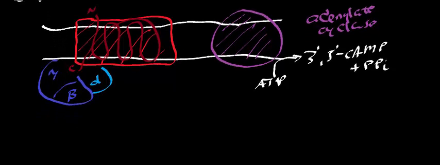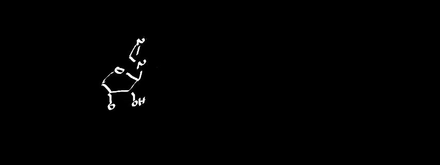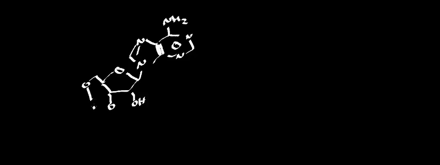Real quick, let's take a look at what cyclic AMP looks like, just so we can get a sense of what's happening. Of course it has the characteristic ribose ring. Up here it has the adenine nitrogenous base. That ring is aromatic, and it's got its amine up here. Then it cycles back like this to form the ring. That's why they call it cyclic AMP, because it's cyclic, and it also has 1 phosphate.